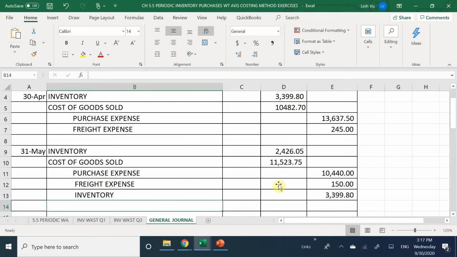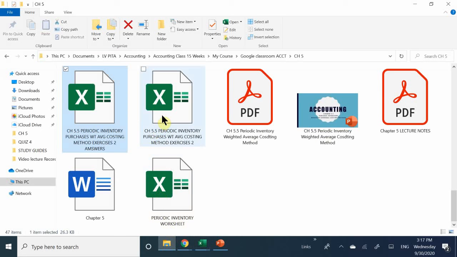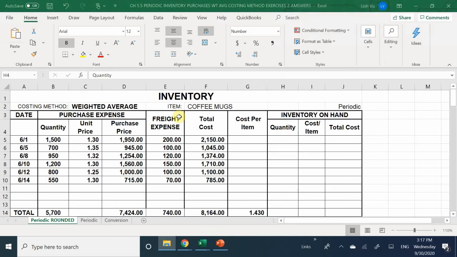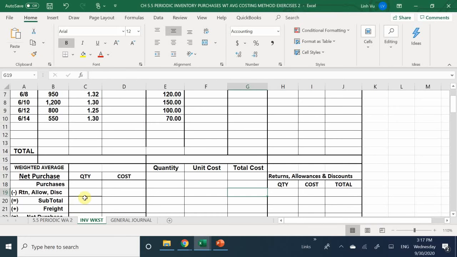Oh, those are the answers. Don't look. I'm not looking. I see my name. Okay. Exercise costing methods. Don't worry, I can't write that fast anyway. That's okay. Here you go.